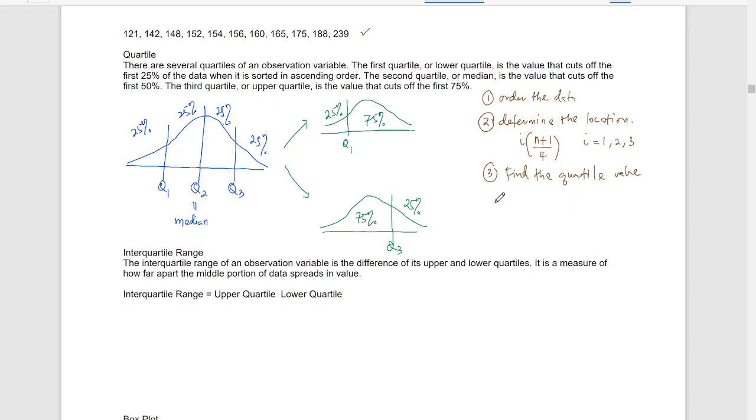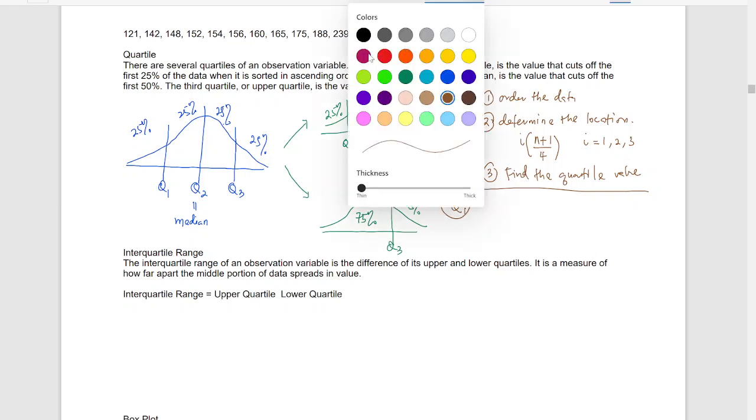Alright, so find the quartile value. Let me just show you how we can find one of the quartiles. So we find Q1. How to find Q1? Okay, data is already in order, right? So you don't need to order anymore.